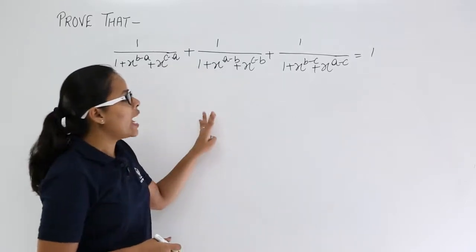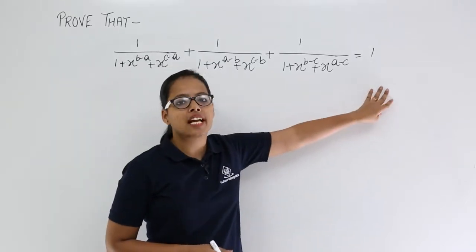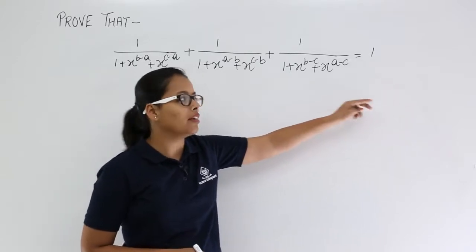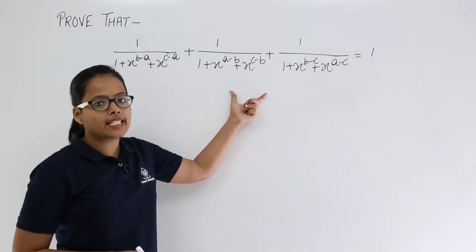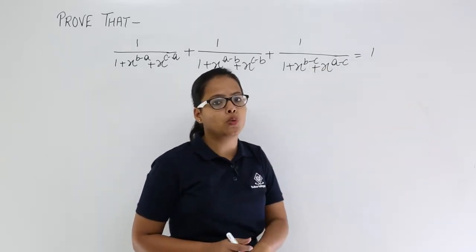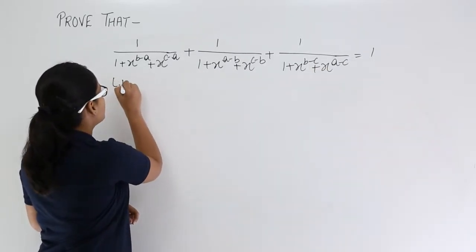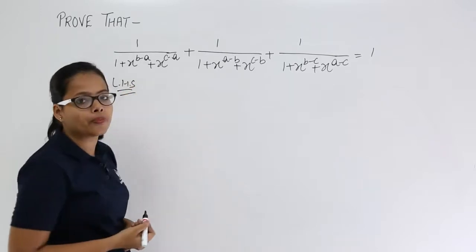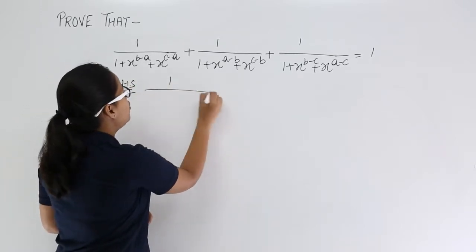Let's see. As you know, you cannot take this side because this is already equal to 1. So what you'll do, let's take this side, the left hand side, and evaluate this and prove that this will be equal to 1. So now let's take the left hand side. What can you observe here?